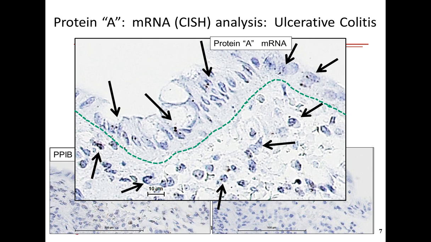On the top panel, you see protein A single in situ hybridization assay on ulcerative colitis. As you know, ulcerative colitis is a very inflamed tissue. And here I have a zoomed in image of that, with a dotted line showing the border between the colonic epithelium and the lamina propria below. Here you see that protein A is detected in the immune cells below that green dotted line in the lamina propria, and also in the colonic epithelia on top of that green dotted line. We wanted to understand what immune cells, what immune-related cells were positive for protein A.